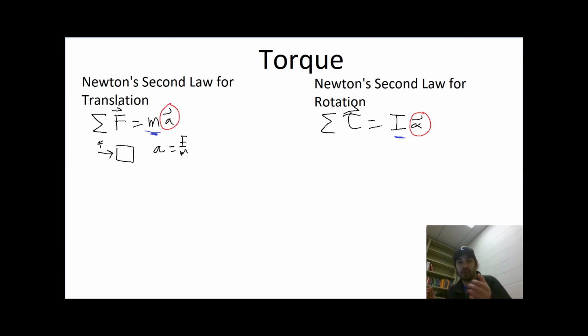What mass really tells us is how difficult it is to move something. If something is very massive, I need a very large force to accelerate it, versus if something is very small, I need a relatively small force to accelerate it.